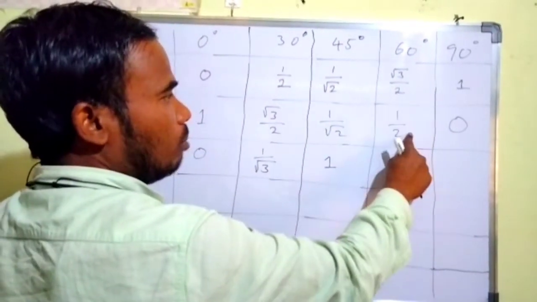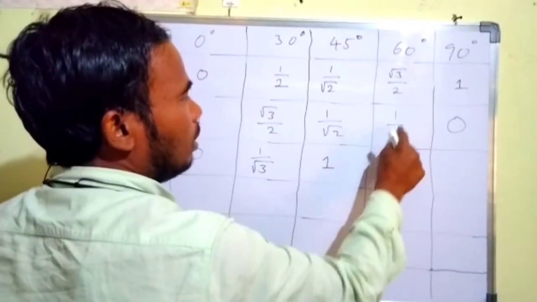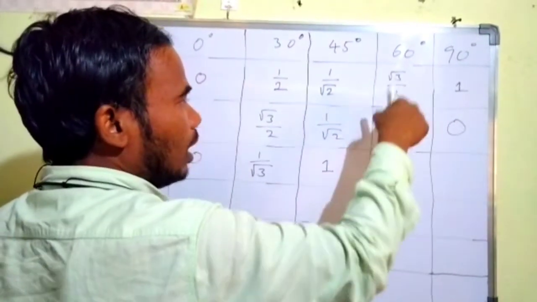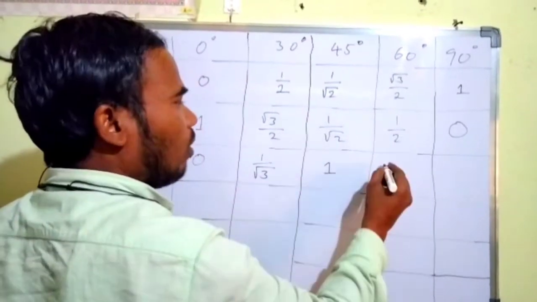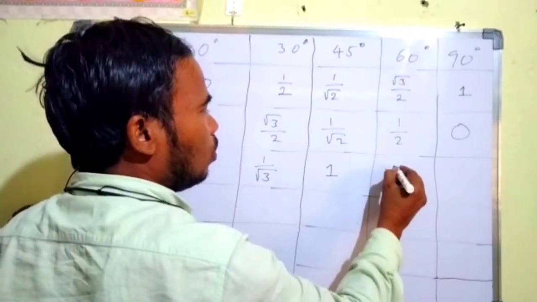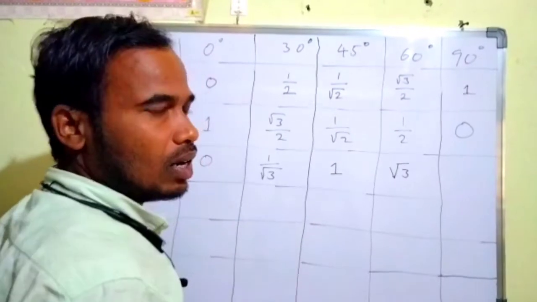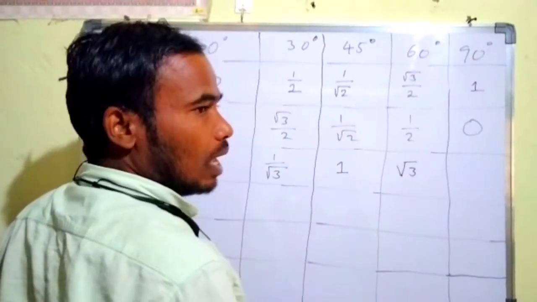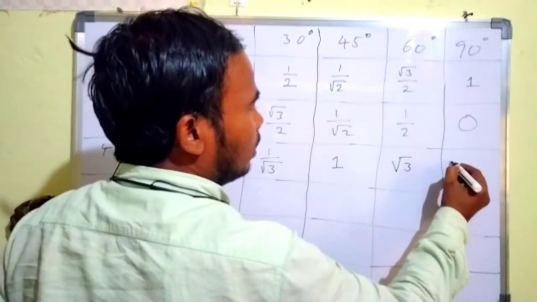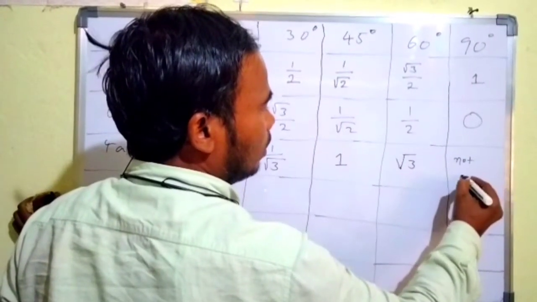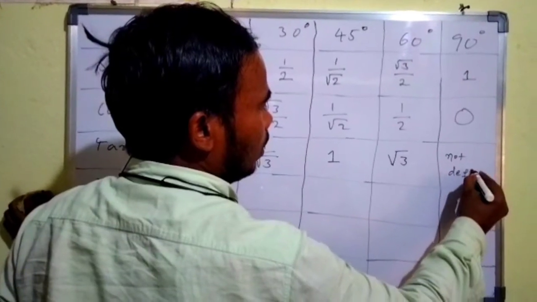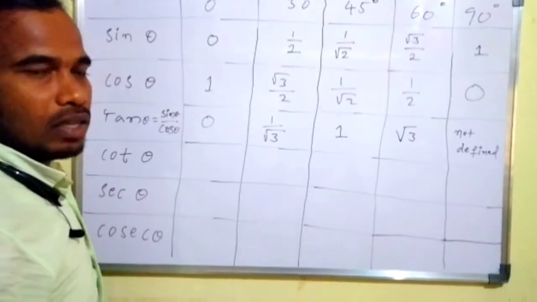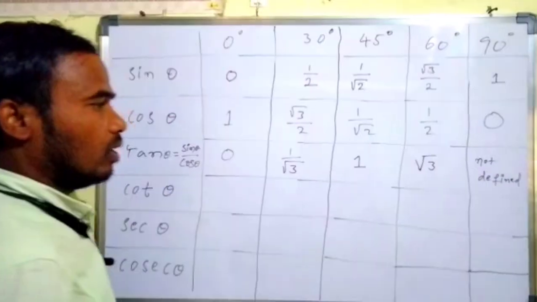Denominator portion, what is that? 1 by 2. So the denominators cancel. What is remaining? Root 3 by 1. Root 3 by 1, that is the answer. So we can simply write root 3. And 1 by 0 means it is not defined. 1 by 0 means that value is not possible. So we can write not defined.